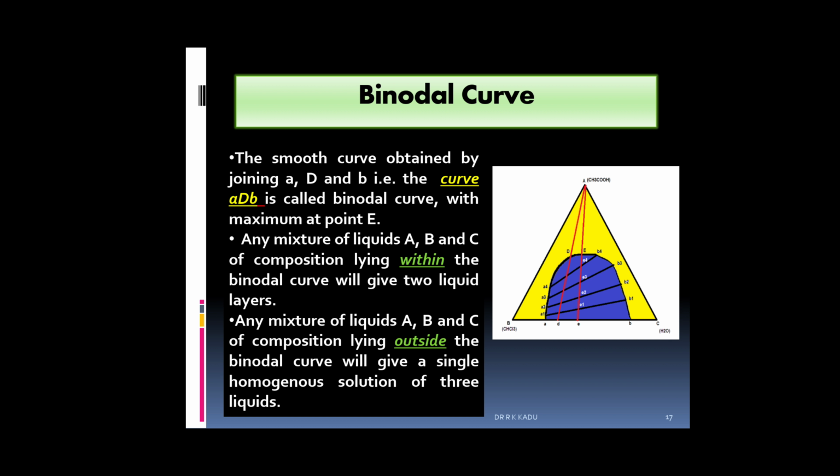So after the whole discussion about the tie lines, plait point and binodal curve of such a one pair of partially miscible liquids, the discussion of module number 8 is ended.